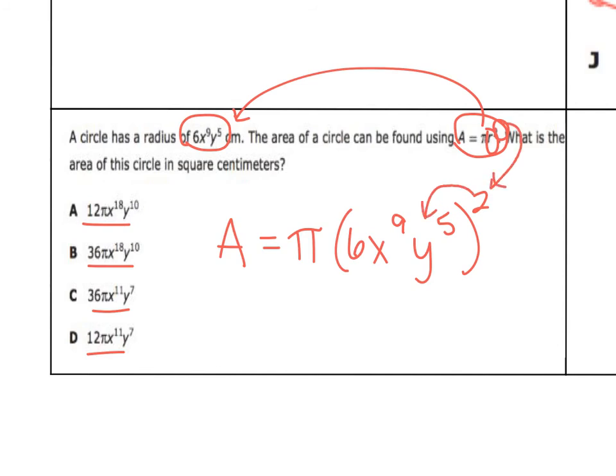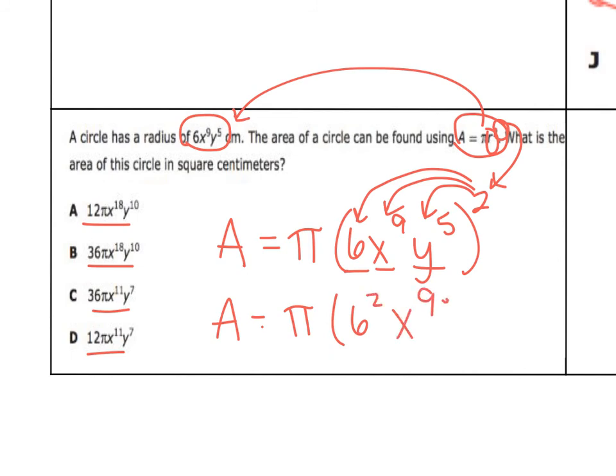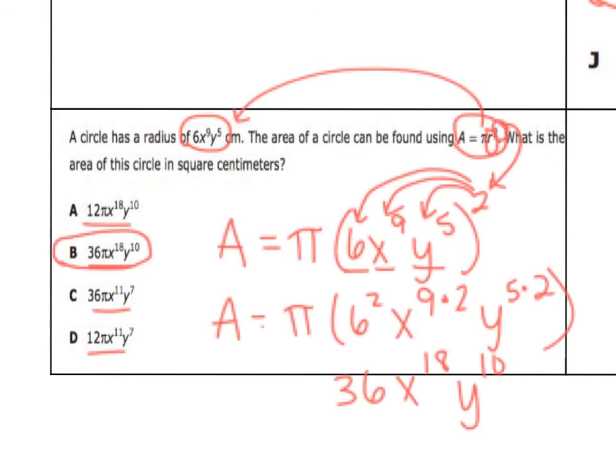Just like we did earlier, we'll distribute that squared to each base inside. So we have 6 squared x, and then remember, we're multiplying those exponents according to the product of powers, or the power of a power rule. And then we'll simplify. 36x to the 18th, y to the 10th. And we find our answer, letter B.